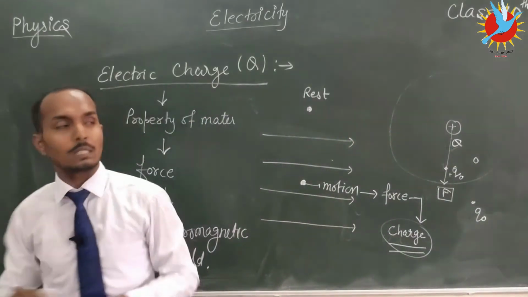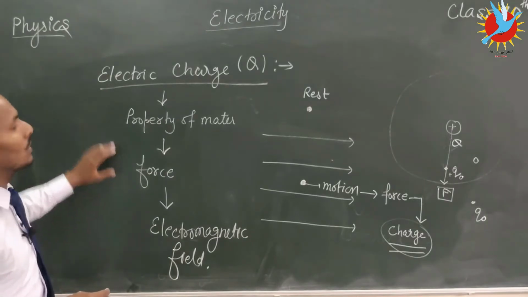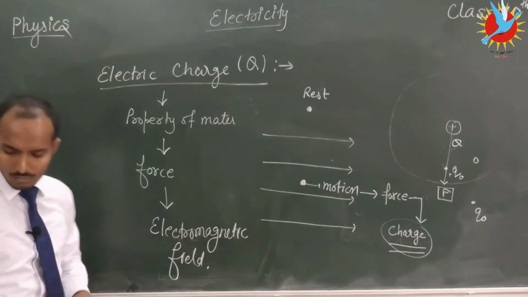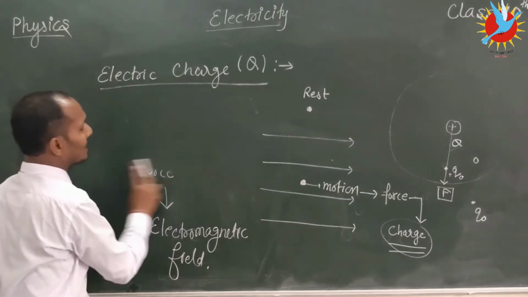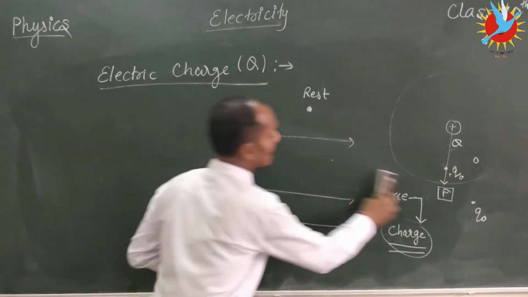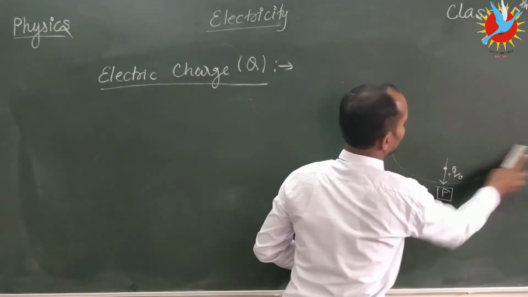Then this force is responsible. Electric charge is responsible for this force. This property is known as electrical charge. Benjamin Franklin divided electrical charge into two kinds: positively charged or negatively charged.